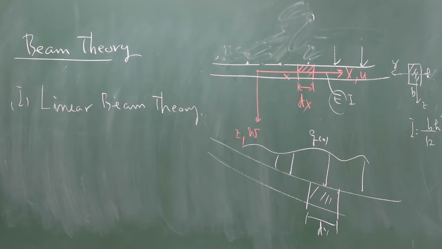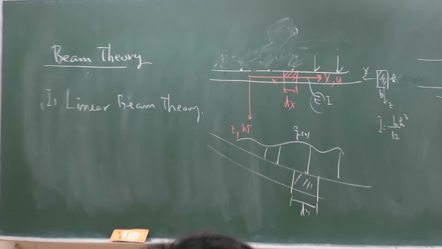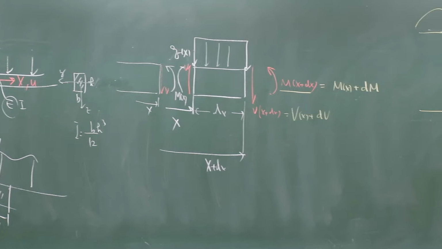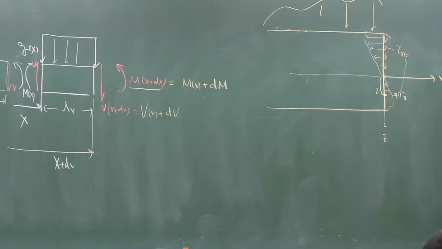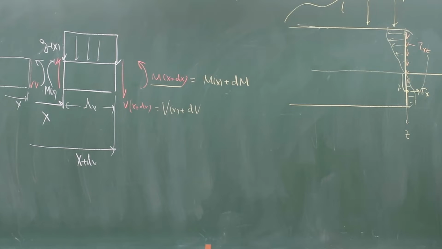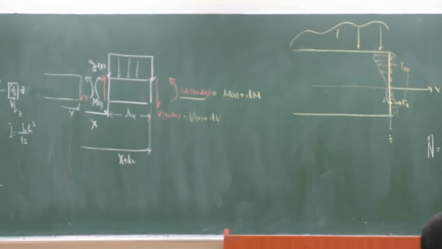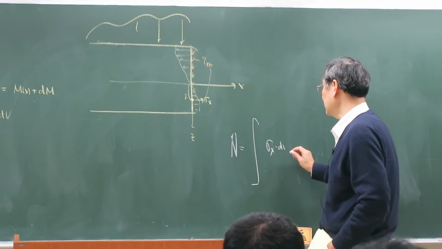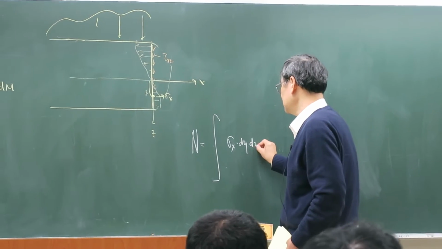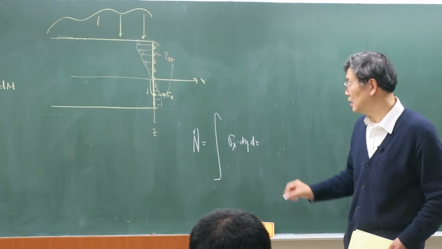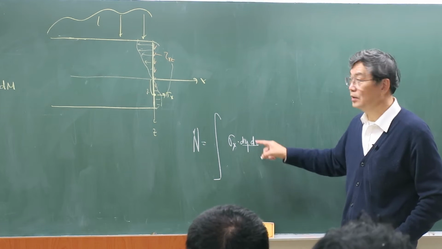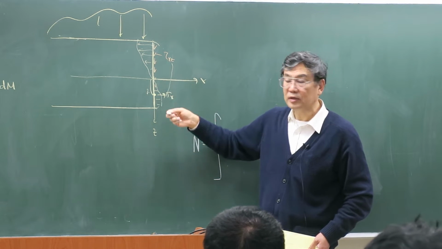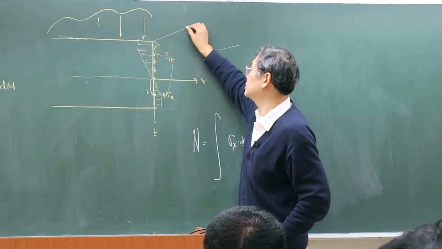Tau xz, right? Okay. So what's the definition of the normal force? The normal force is equal to the integration of the sigma x times the dy dz. So this is an area. This is a dz and the dy. Okay, so this is the cross section.